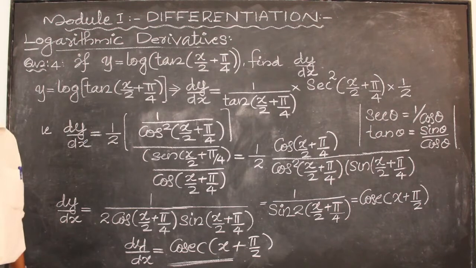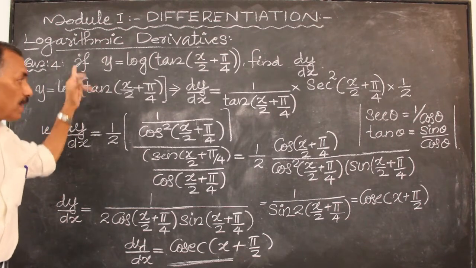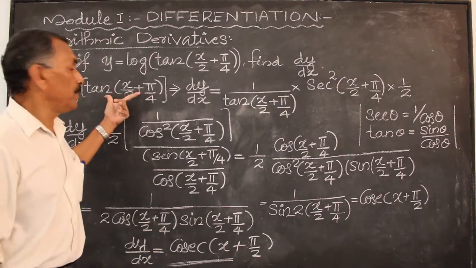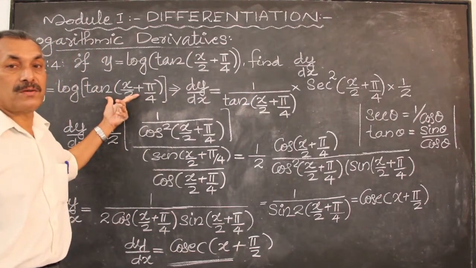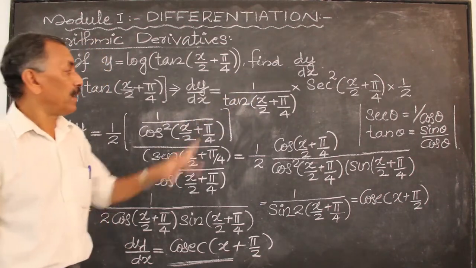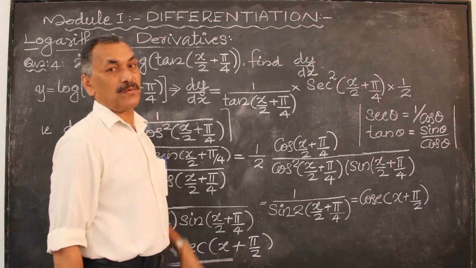So y is equal to log of tan of x by 2 plus pi by 4, that is log u. What is dy by dx? The derivative of log u is 1 by u, that is 1 divided by tan of x by 2 plus pi by 4, where u means tan of x by 2 plus pi by 4.